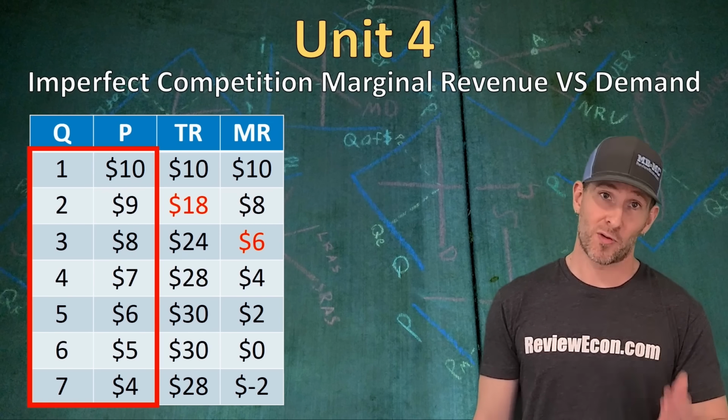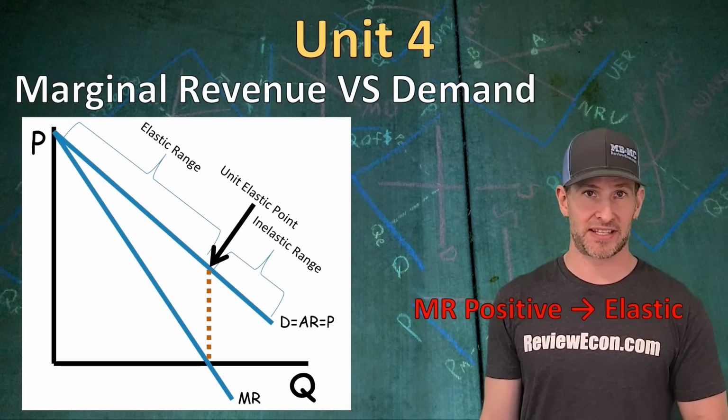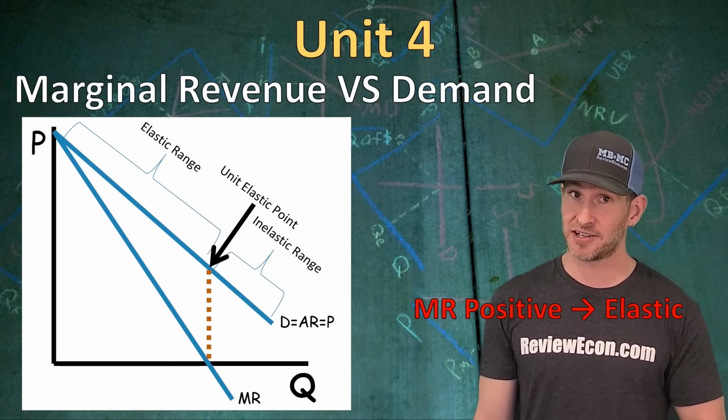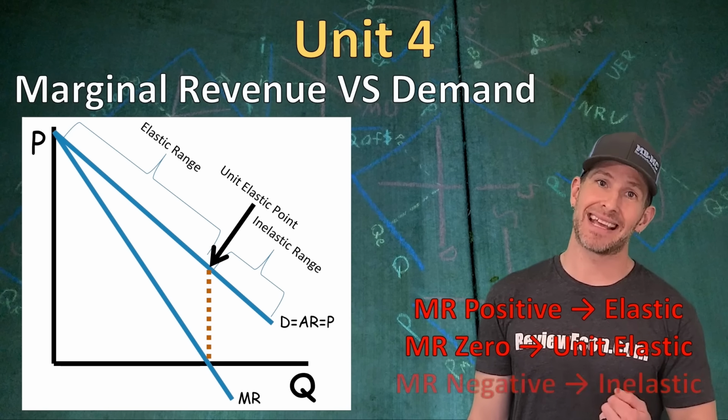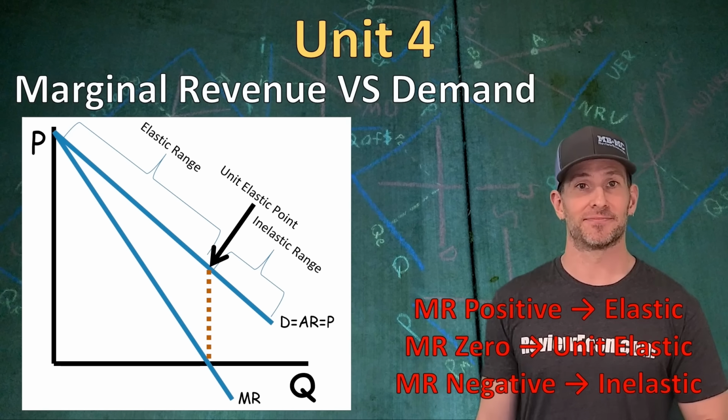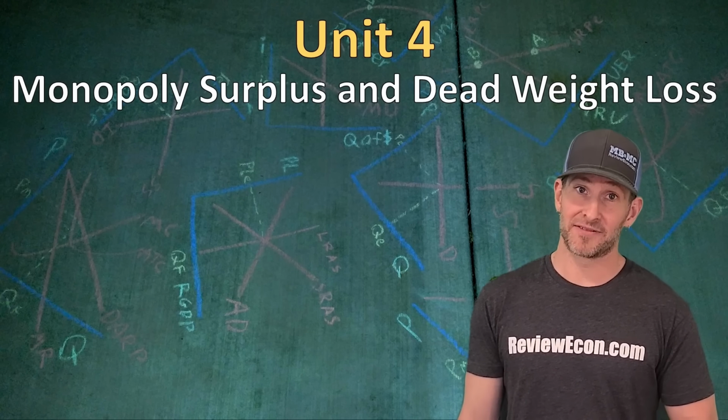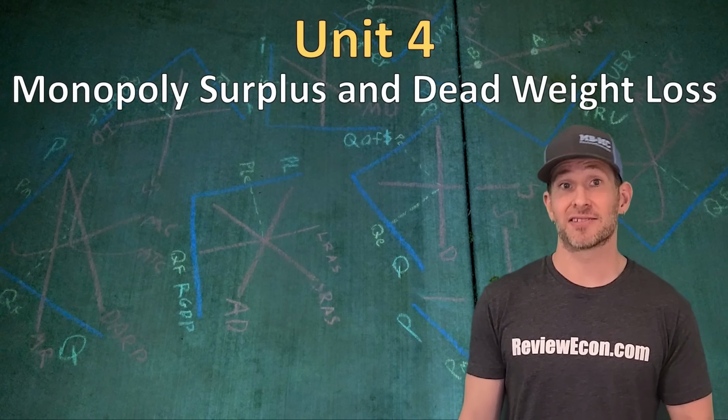And since we already learned the total revenue test for determining the price elasticity of demand, we know that as the price falls when we produce more output, when marginal revenue is positive, that means total revenue is increasing as price falls. That's the elastic range of this demand curve. When marginal revenue is 0, that's the unit elastic point, and when marginal revenue is negative, that's the inelastic range of this demand curve. Single price monopolies are not allocatively efficient, and they produce dead weight loss as a result.